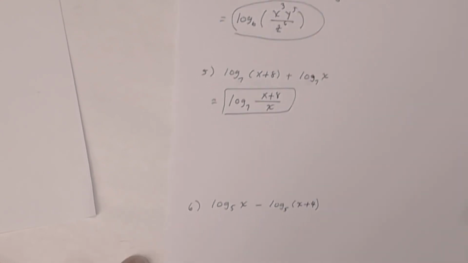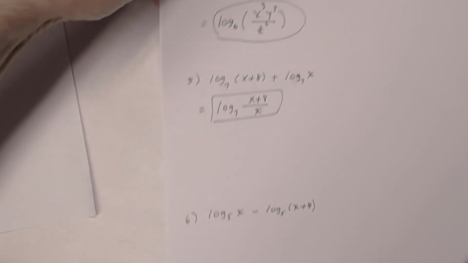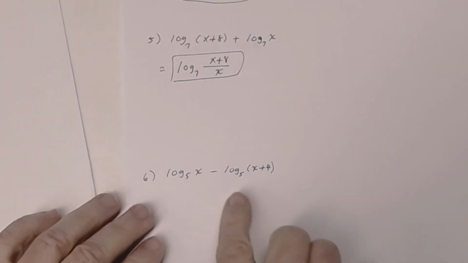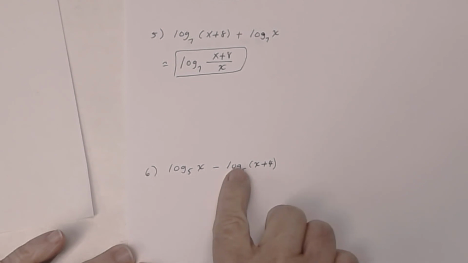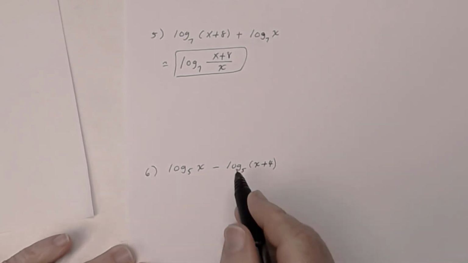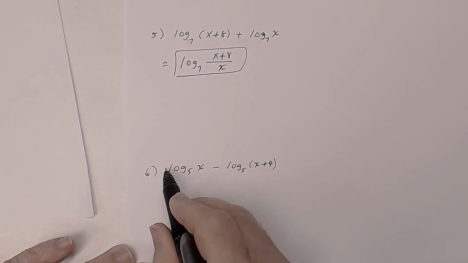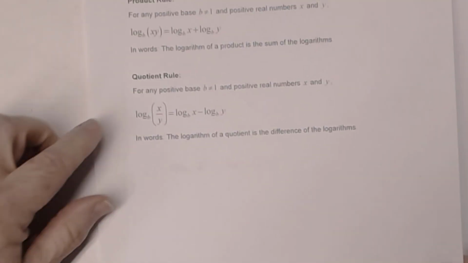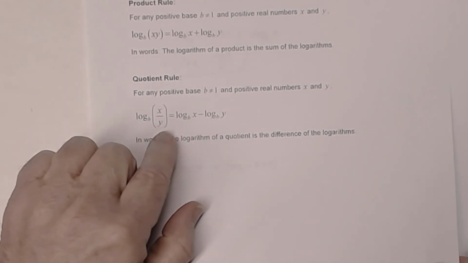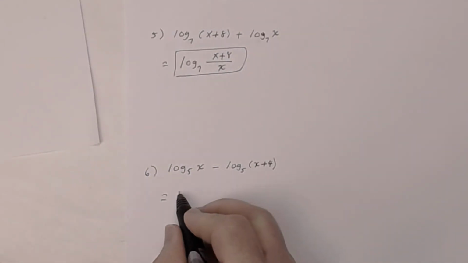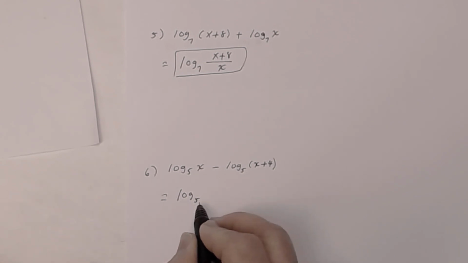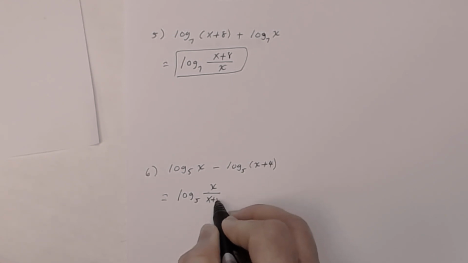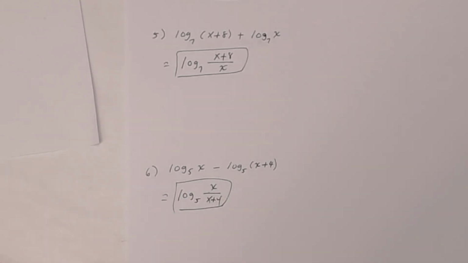Number 6. Well, it's very similar to number 5, right? Except this is the difference of two logarithms. Notice the bases are the same. And this is a 1 right here. This is a 1. So I can write this as a single logarithm using the quotient rule. Subtraction, quotient rule. So that's going to be the log, don't forget, you got to say base 5 now, of x divided by x plus 4. And that's it. All right.